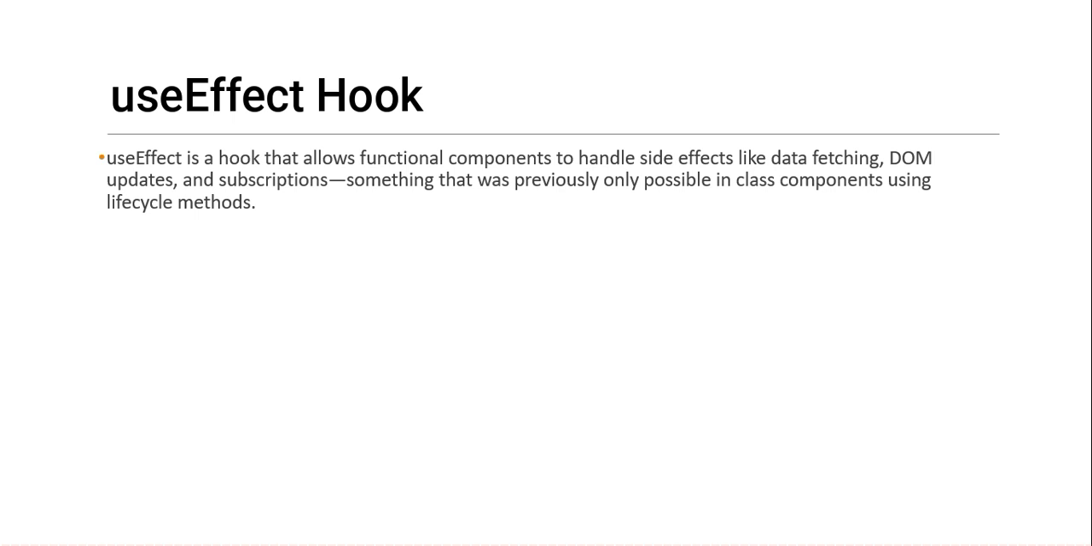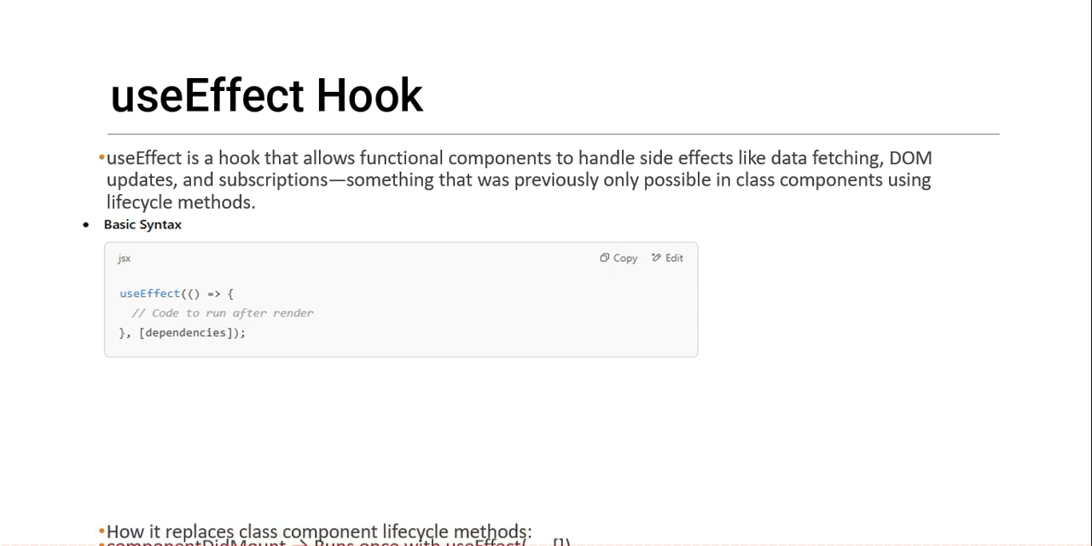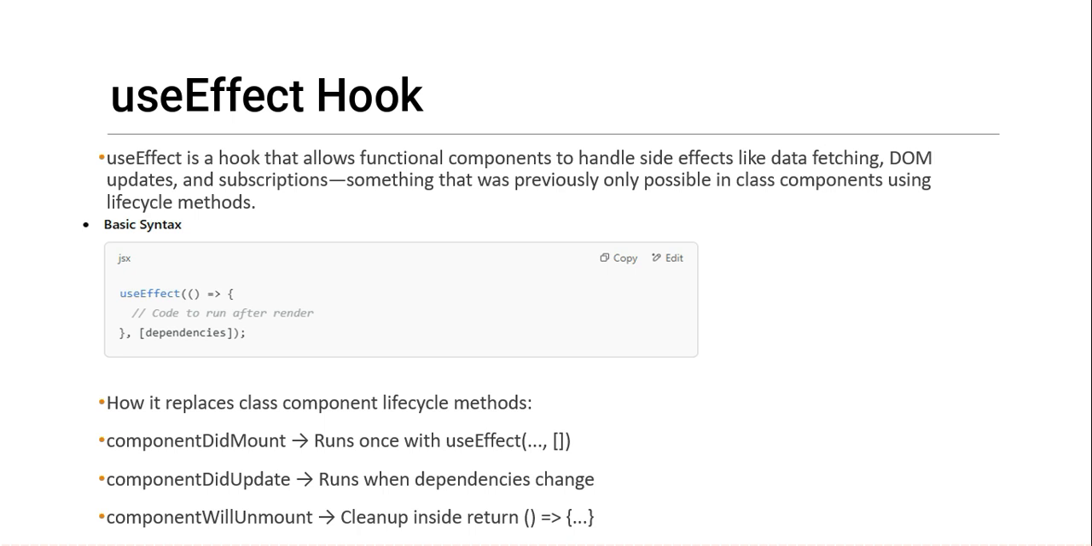So let's understand the basic syntax of useEffect. This is the basic syntax once we use the useEffect hook in a functional component. Then let's understand how it replaces the class component lifecycle methods. In a class component, once the component is loaded, the componentDidMount method is called and it runs only once. Now componentDidMount is replaced in the functional component by useEffect with an empty array.